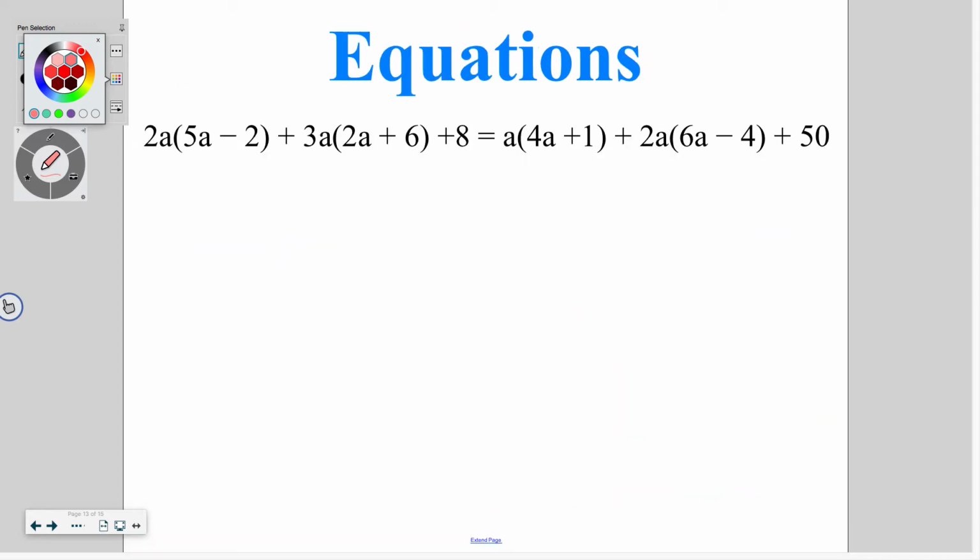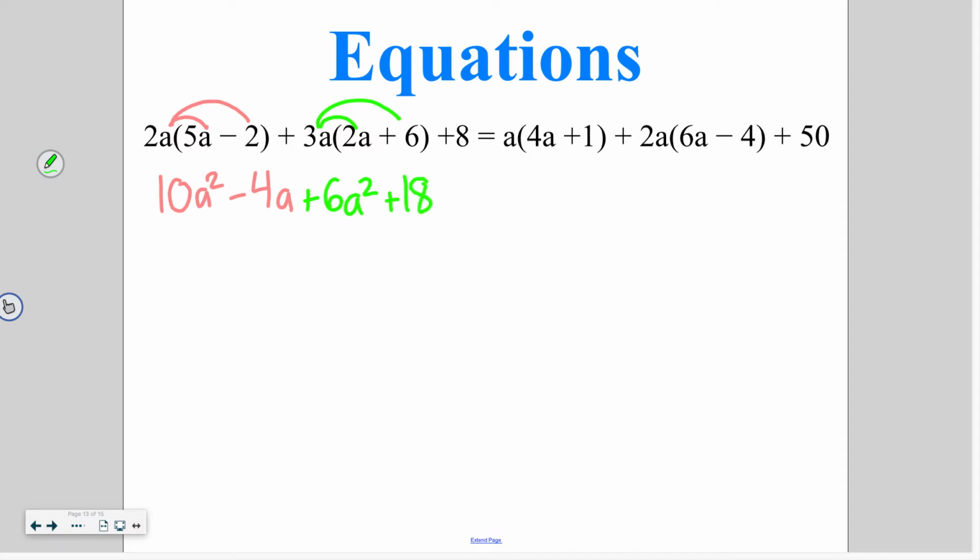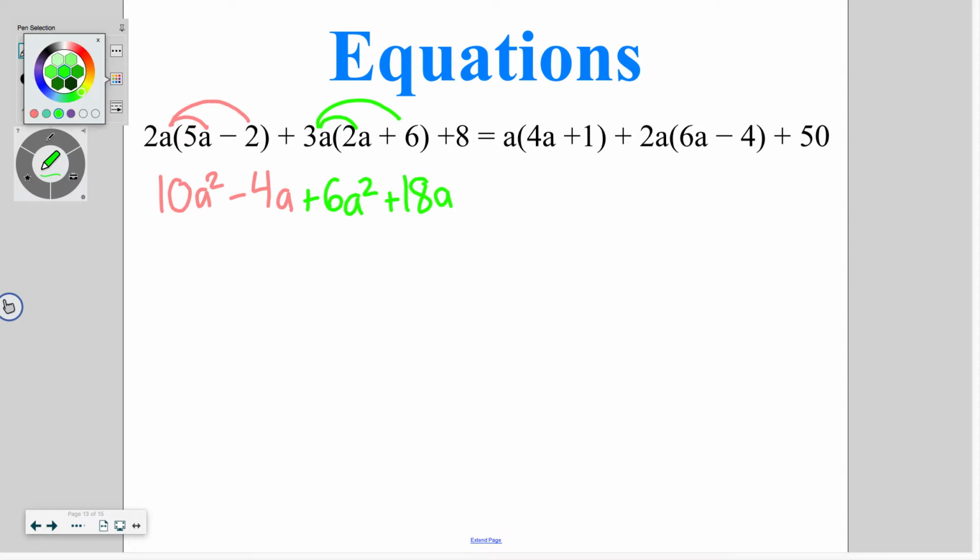Finally, I know this one looks a little daunting, but it's just a lot of distributions in one problem. There is an equal sign in the middle, so that means we are going to try and solve for something. So we're going to go through and do our distribution. So I've got 10a squared minus 4a. Then I'm going to move on to my next distribution. And I've got plus 6a squared plus 18a. And then on the end, I just have my plus 8 that isn't being distributed to anything. So that takes care of our left side of the equation.